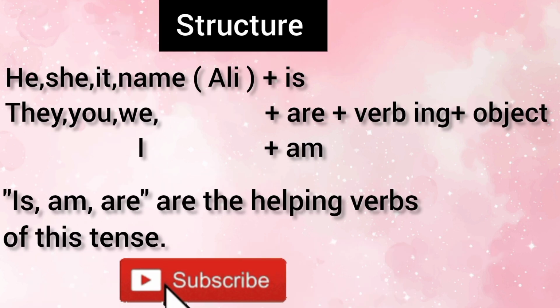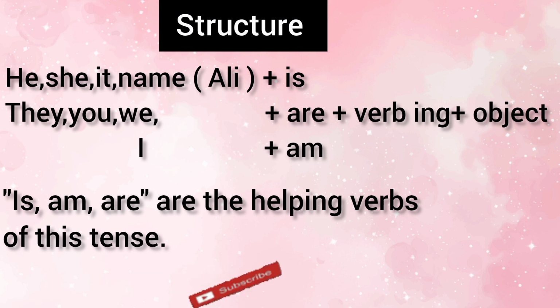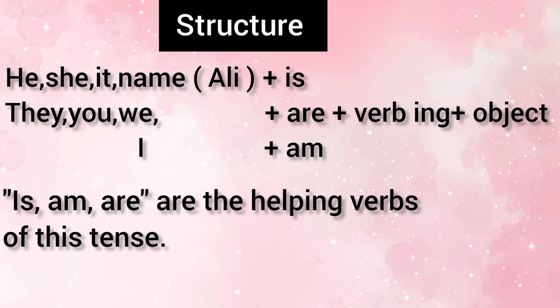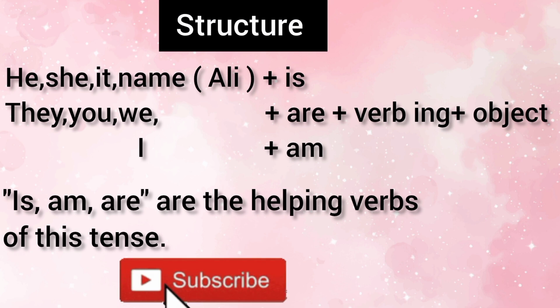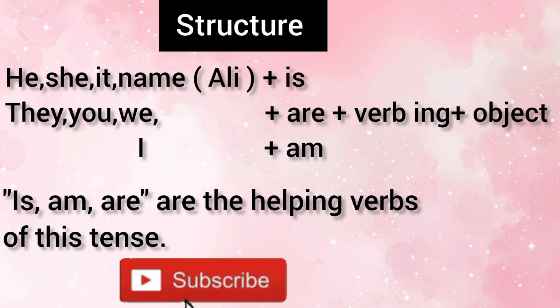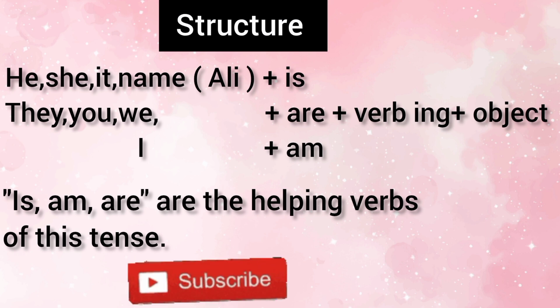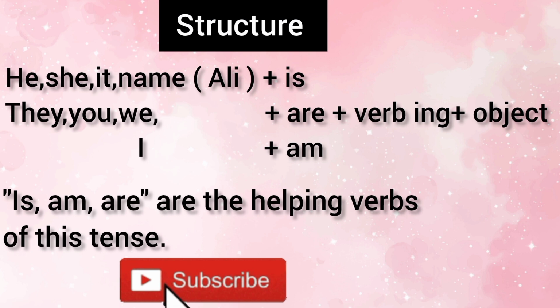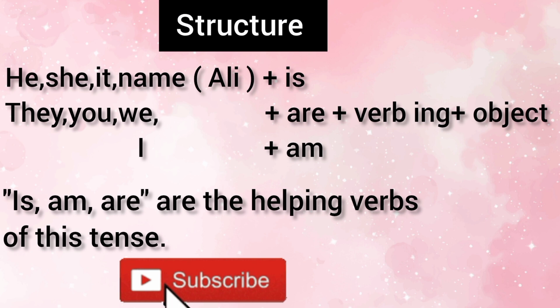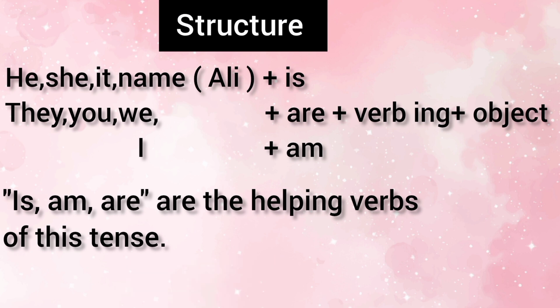Structure of the tense. Singular subjects require singular helping verb. Plural subjects require plural helping verb. First person pronoun singular requires am. He, she, it are singular subjects. They, you, we are plural subjects. And I is first person pronoun singular. Is, am, are, then verb ing form, means fourth form of verb, and object. Is, am, are are the helping verbs of this tense.